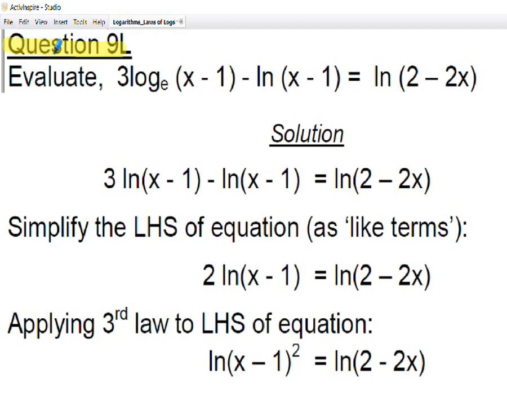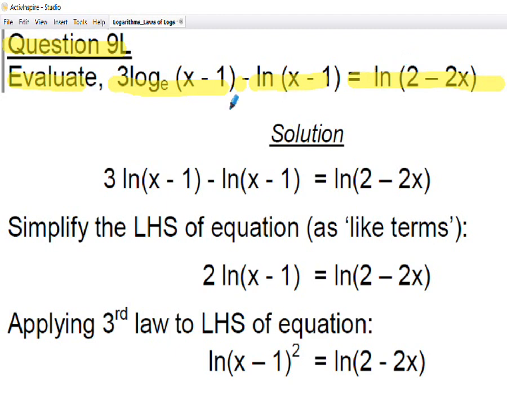Question 9L is very similar to the previous example. We've got to evaluate 3 times the log to the base e of x minus 1, take away log of x minus 1, equals log of 2 minus 2x. Notice they're all natural logarithms here. The first term, log to the base e, that's an ln function. Another way of writing the ln function is using log to the base of e.